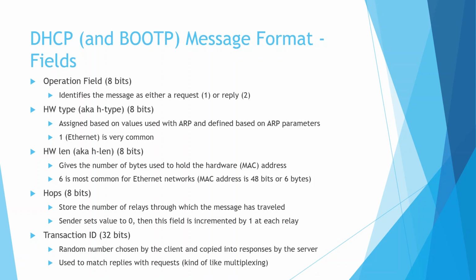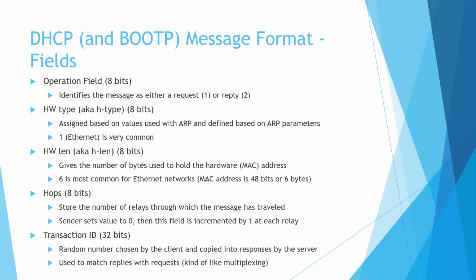And then we have the HW type, or the H type. It's going to be another 8 bits. This is going to be assigned based on values that are used with ARP, and they're defined based on ARP parameters. In most cases, the value that you need to be aware of is 1, which specifies Ethernet, and that's going to be very common.